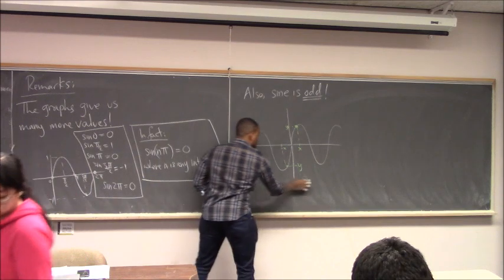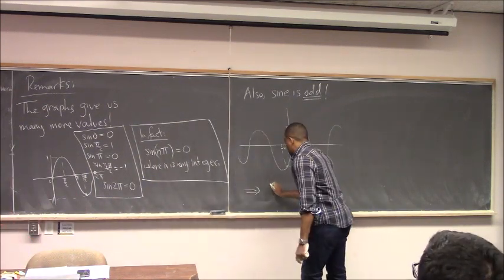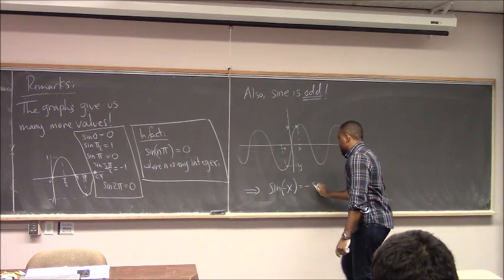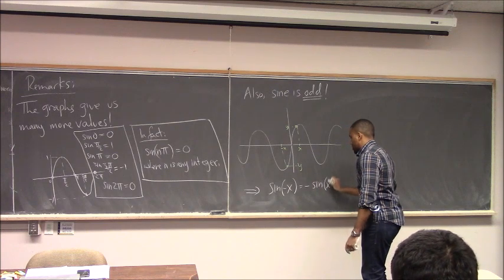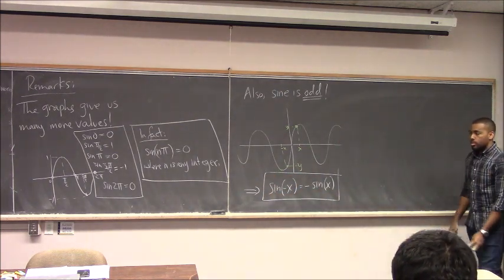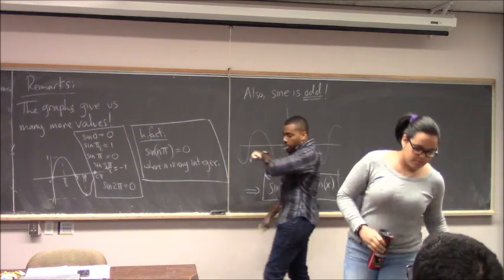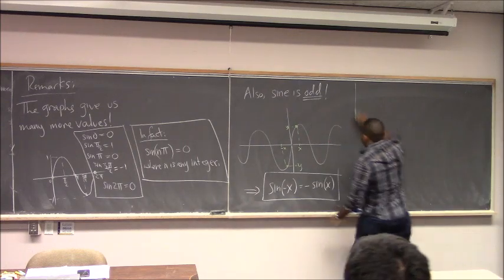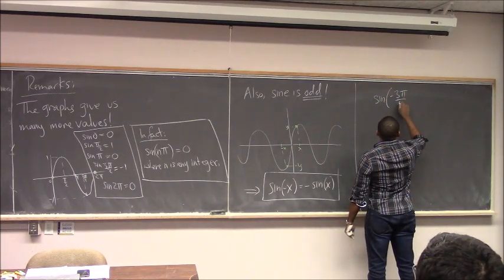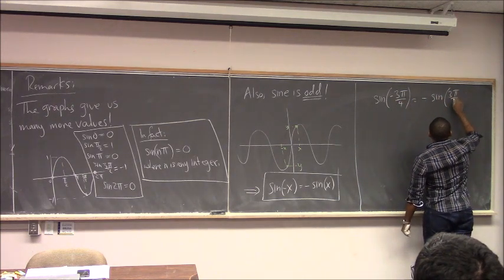So in particular, something that we also know is that if I take the sine of a negative angle, it's just the negative sine of the angle. That's something you should also know, that we know from the graph. So if someone were to ask me, what is the sine of -3 pi over 4? Well, that's just negative sine of 3 pi over 4.